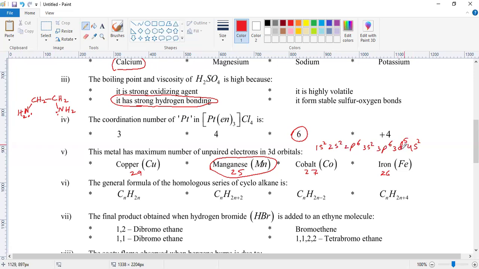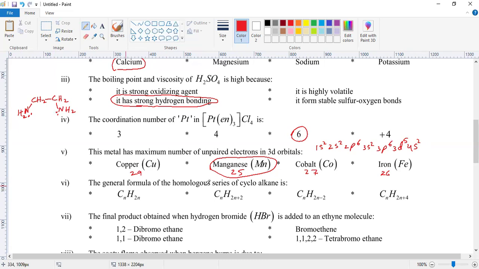With the same spin. So this d5 system has the maximum unpaired electrons, while in the rest of the cases, cobalt is d7, so it has 2 paired d orbitals and 3 unpaired. Iron is d6, so it has 1 paired d orbital and 4 orbitals are unpaired. Copper is 29, so its electronic configuration would be 3d10 and 4s1. So this is a d10 system. It has no unpaired electron. So the maximum unpaired electrons are in manganese, which has 5 unpaired electrons.